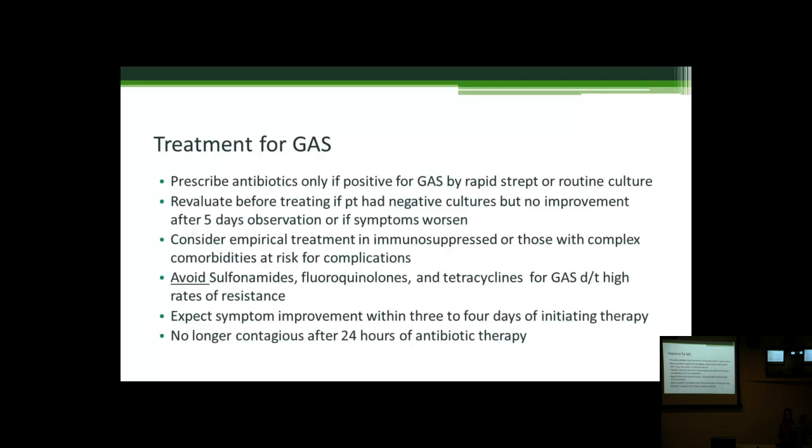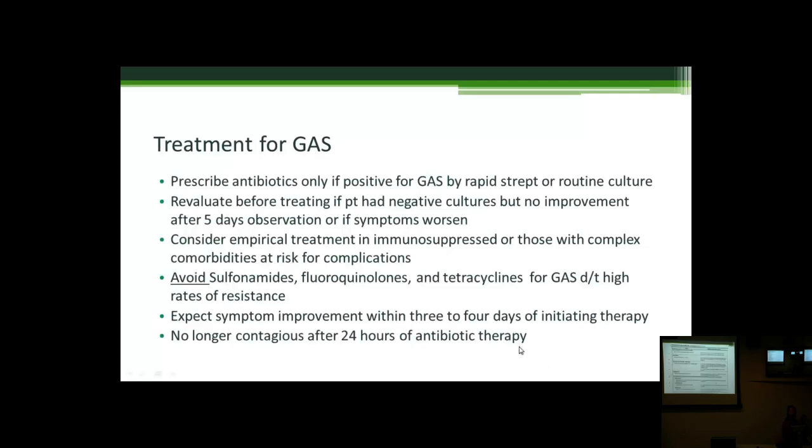in these patients. Avoid the use of sulfonamides, fluoroquinolones, and tetracyclines in the group A strep patients due to the risk of resistance with these medications. Expected symptoms should improve in 3 to 4 days of the antibiotic. If not, obviously you want to reevaluate to see what else is going on. And once they start therapy, they're no longer contagious after 24 hours.